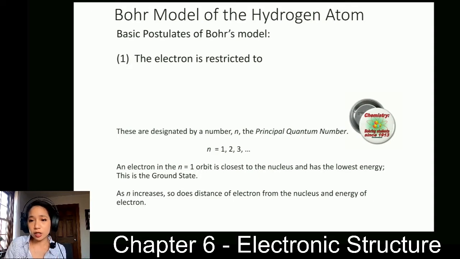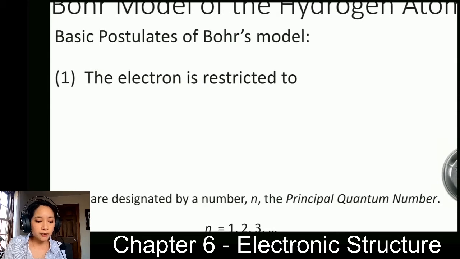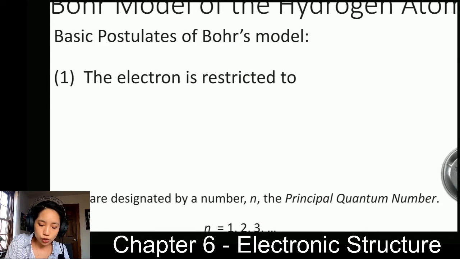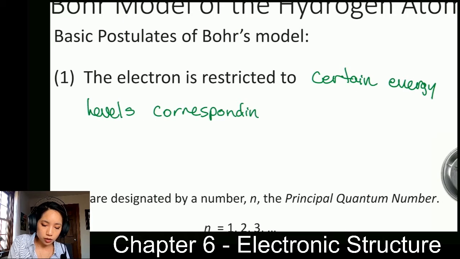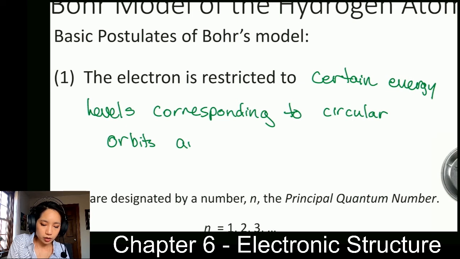So there's two different postulates that we will cover that build the foundation of his model. So the first postulate of the Bohr model is that the electron is restricted to certain energy levels corresponding to certain circular orbits around the nucleus.